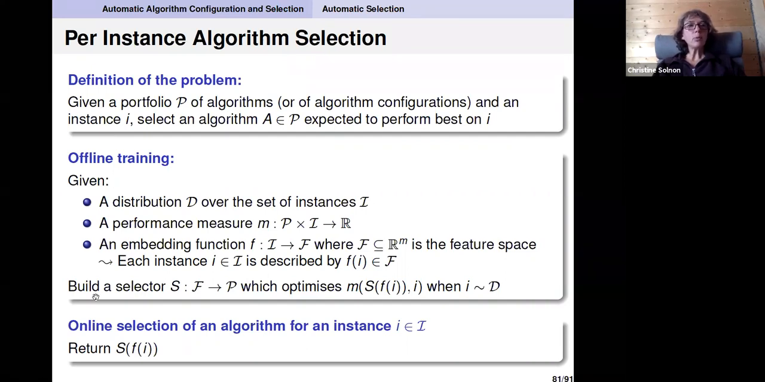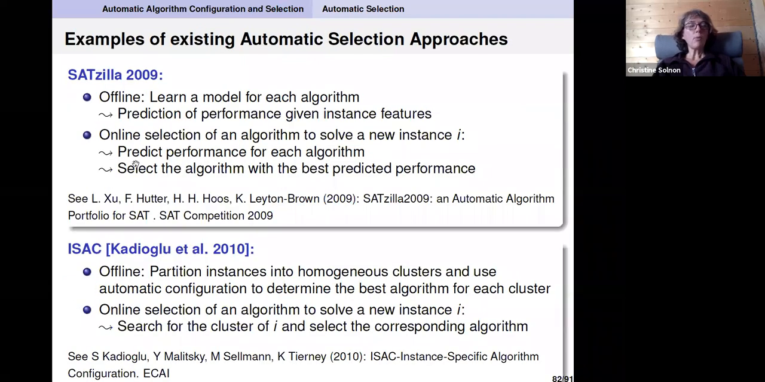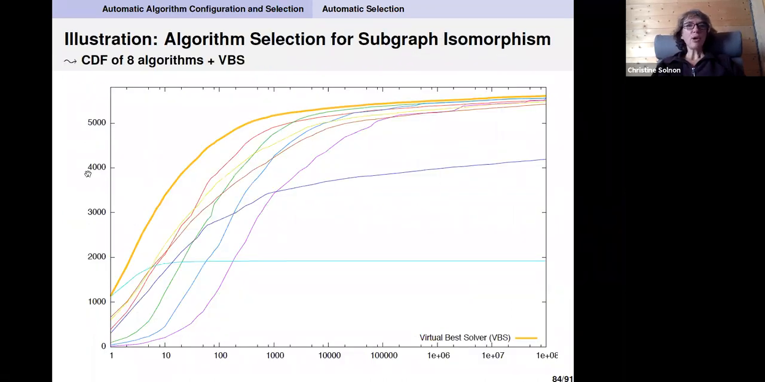So, two examples of existing automatic selection approaches, which are available, so you can have a look at these papers, and you can download these approaches. There are related problems, but I'm going to skip this. I wanted to illustrate very quickly on subgraph isomorphism.